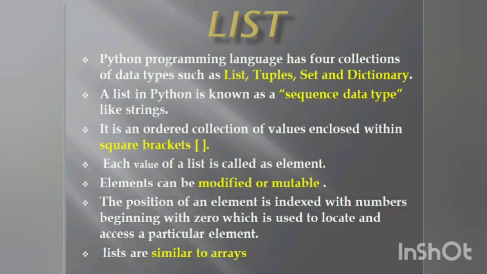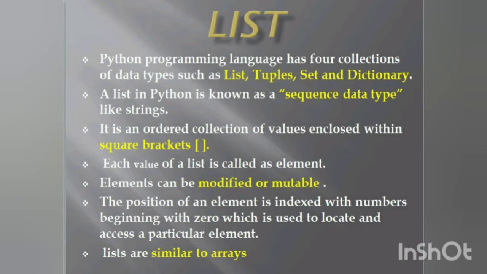Okay. The elements can be modified, or mutable. Mutable means the elements can be replaced, added or removed. You can do any manipulation or any modification with that list's elements. Every element rests at some position in the list. Each element in the list has a separate position.